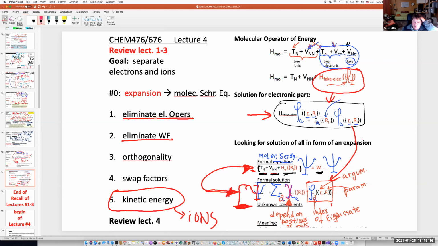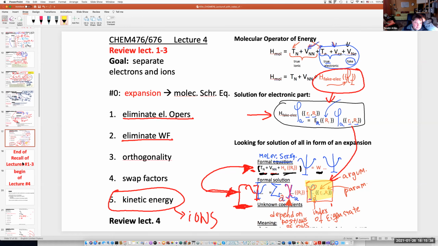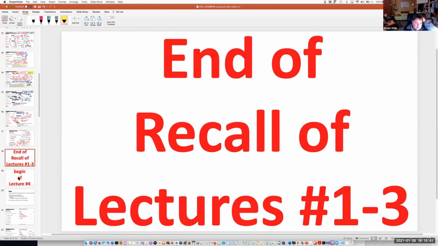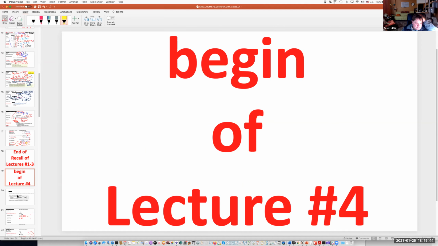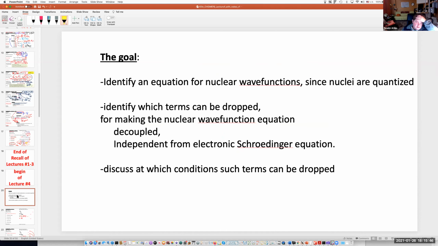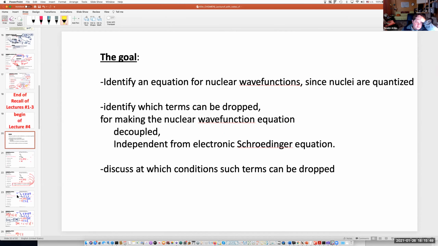So in some sense, we already have the equation for phi, but we do not have an equation for chi. I did introduce it before as an answer, but we do not know how to get it. We didn't derive this equation, and I'm planning to show it. So it was a review of what we did before. And now we are going to the actual material of lecture four.